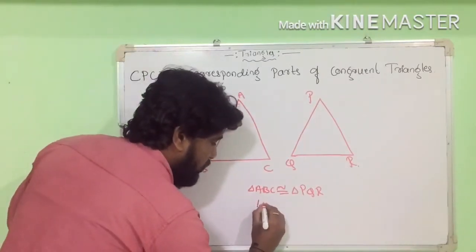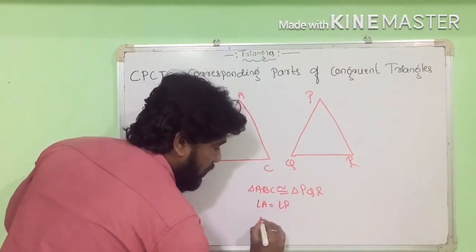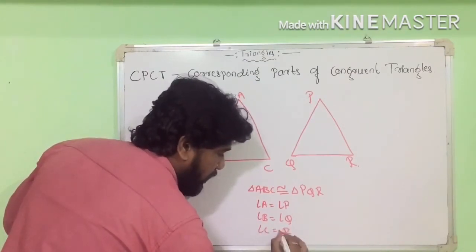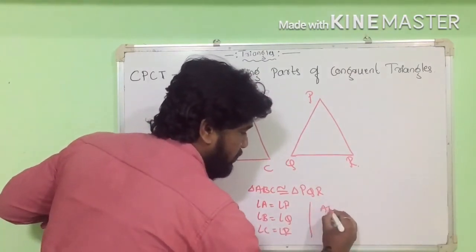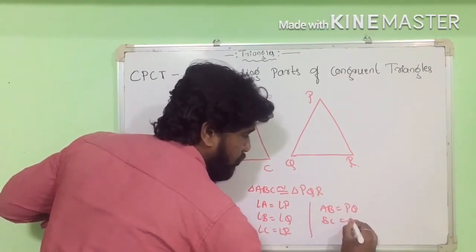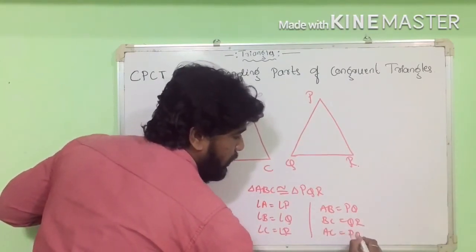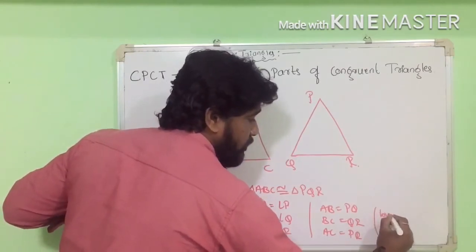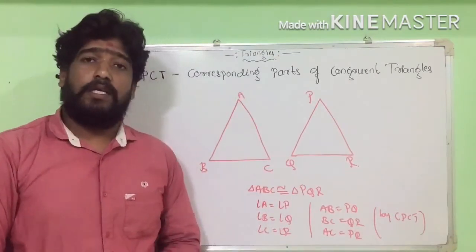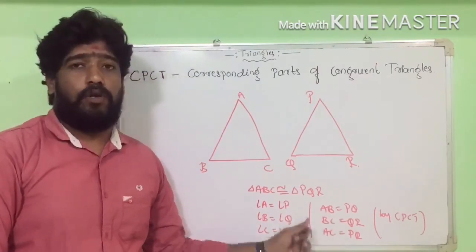So here we can write the angle A is equal to angle P, and angle B is equal to angle Q, angle C is equal to angle R, or another one, side AB is equal to PQ, BC is equal to QR, or AC is equal to PR. So this one we can write by CPCT, corresponding part of a congruent triangle. These are the corresponding parts of a congruent triangle. They are equal by CPCT.